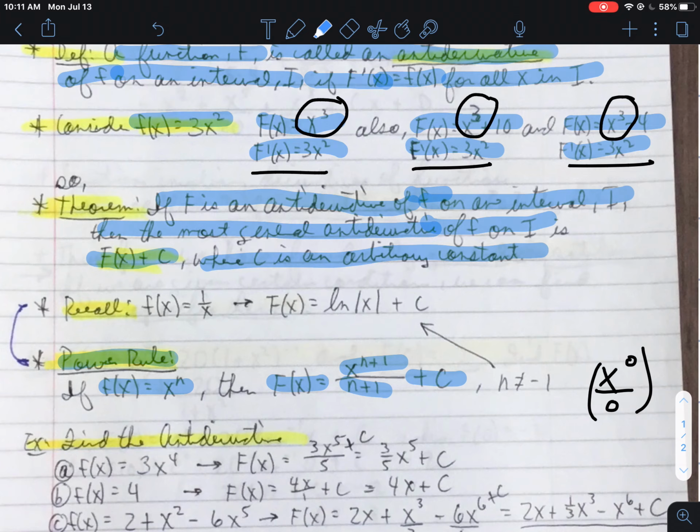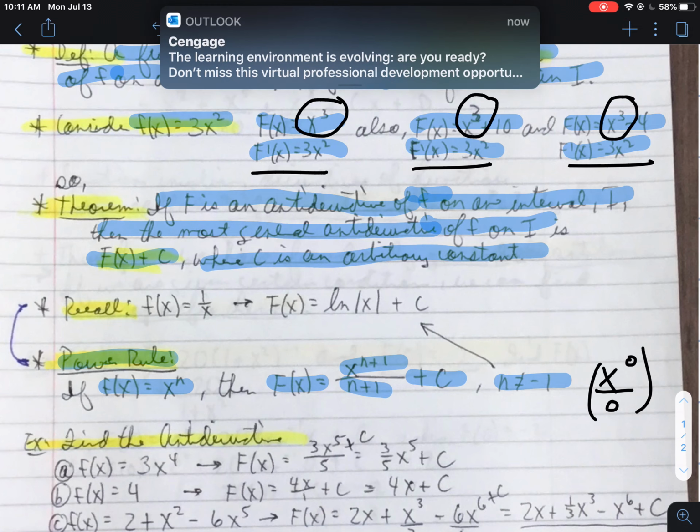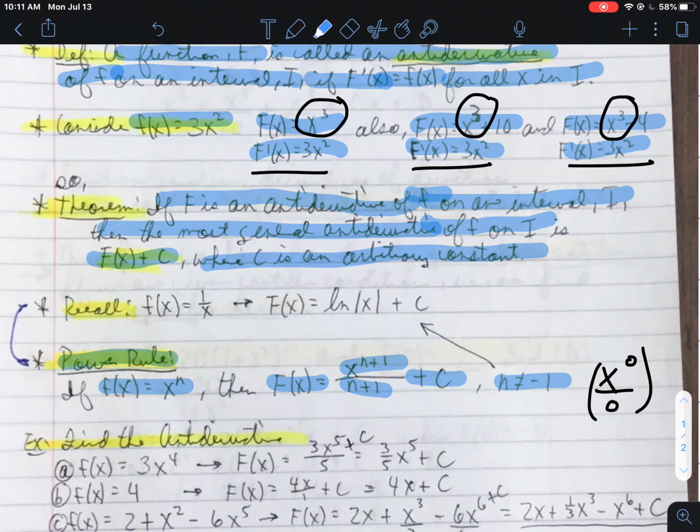Now, this power rule holds true provided that n is not equal to -1, because notice, if n was -1, if I have x to the -1 power, and you follow the power rule, it says increase the exponent by 1, well, -1 plus 1 is 0. And then I would have to divide by the new exponent. So that gives me x to the 0 over 0, which is undefined. So the power rule works provided that our exponent is not -1.